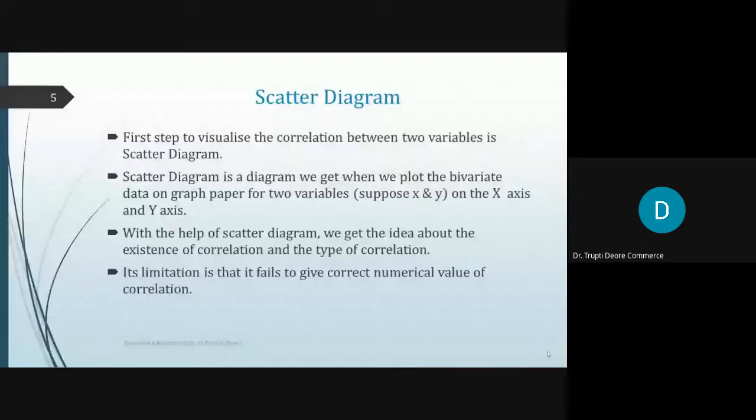When we see the mean, median, right? There is a limitation for graph. If you are finding a mode by graph, then it doesn't have a proper correct numerical value. So same here, there are a number of data available for plotting the points on the graph. So in scatter diagram, its limitation is that it fails to give correct numerical value of correlation if you don't plot the numbers properly on the graph.